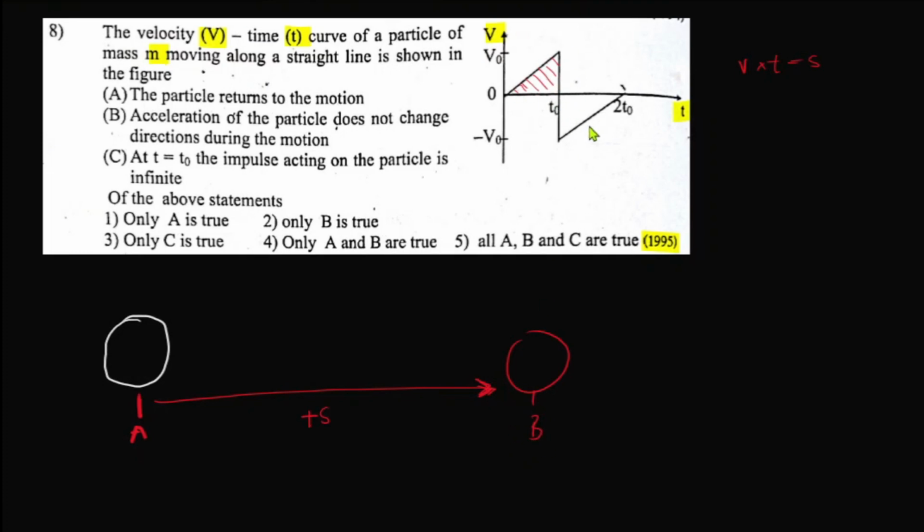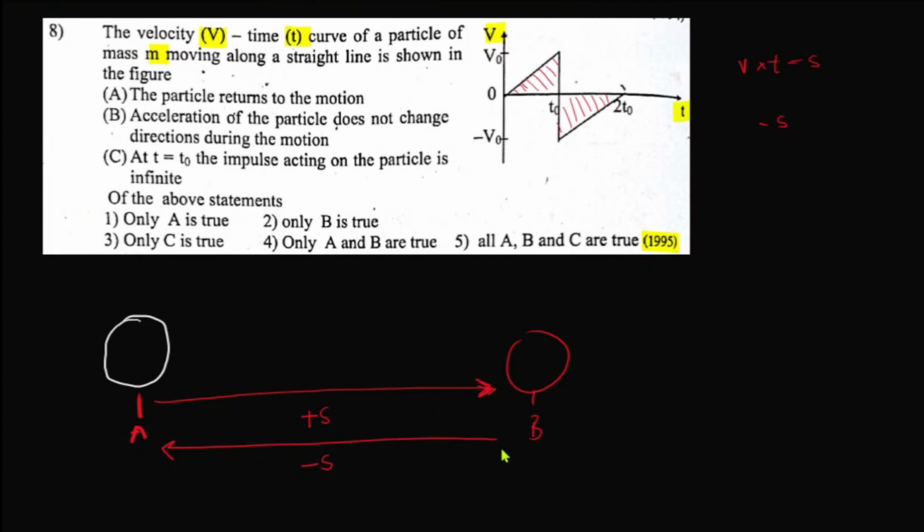Now what can you say about this curve? This has a negative area, half into base into perpendicular height. A negative area denotes a negative displacement. And if you see, both this area and this area are the same. Base is T, T. Height is V, V. So it has a negative displacement of S, which means it is returning back to its original position.